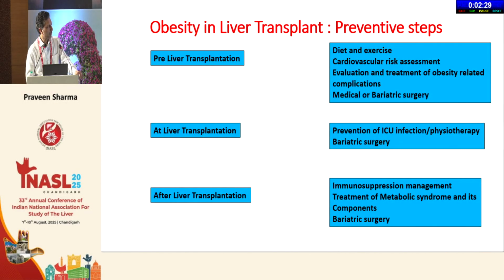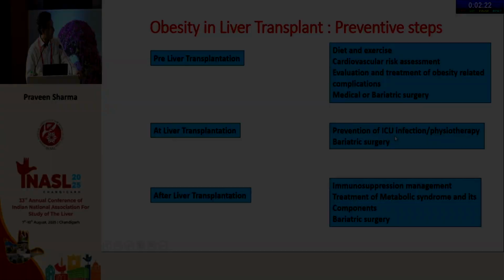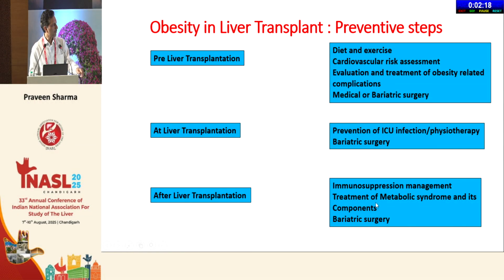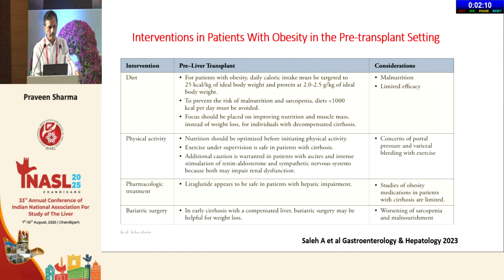At the time of transplant, some people are using bariatric surgery simultaneous to liver transplant, though the data is very scanty, and we can prevent ICU infections. Post-transplant, immunosuppression management is very important, along with treatment of the metabolic profile, and bariatric surgery after transplant is sometimes also helpful in patients who have grade 3 obesity.